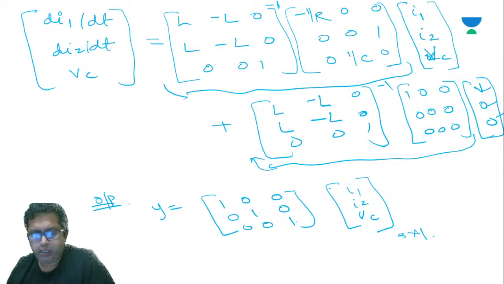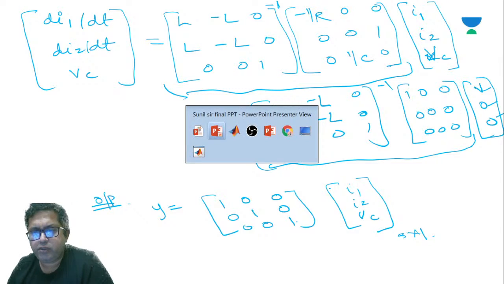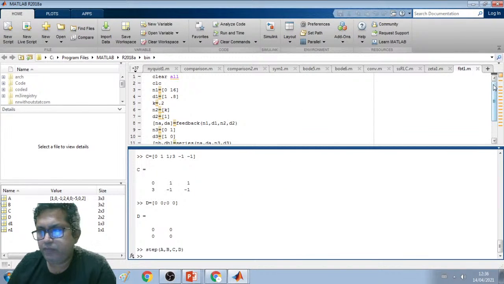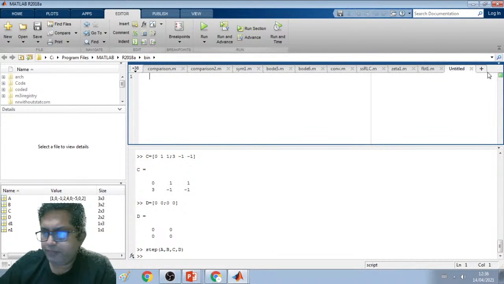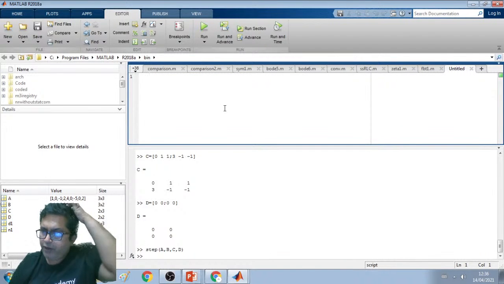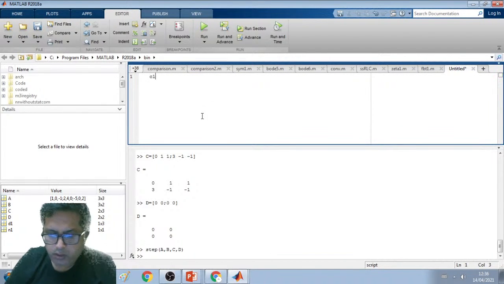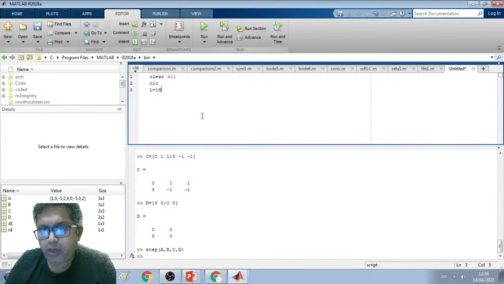Okay. Let us do hands on this. Let us open the M file. Clear all, clc. L equal to 1 Henry, R equal to 2 ohms, C equal to 10 e raised to minus 03.